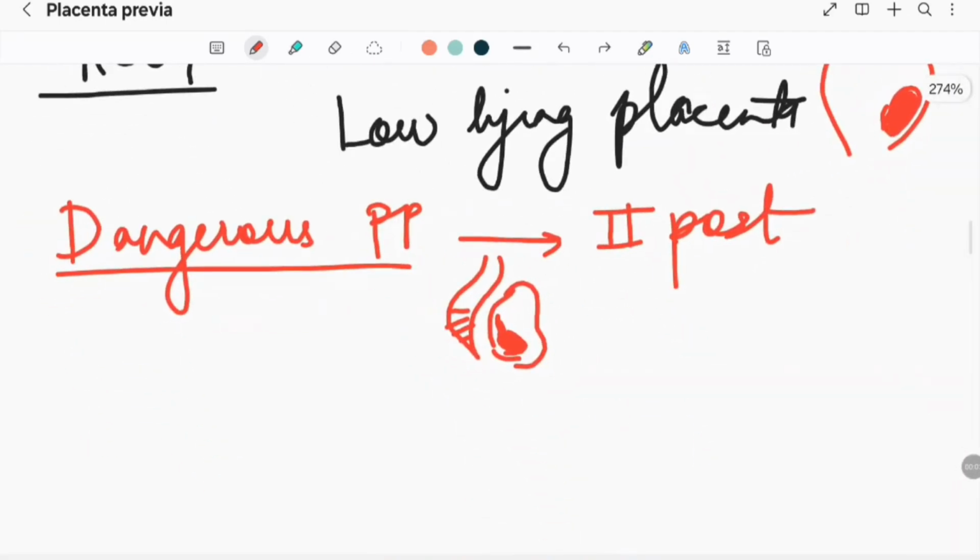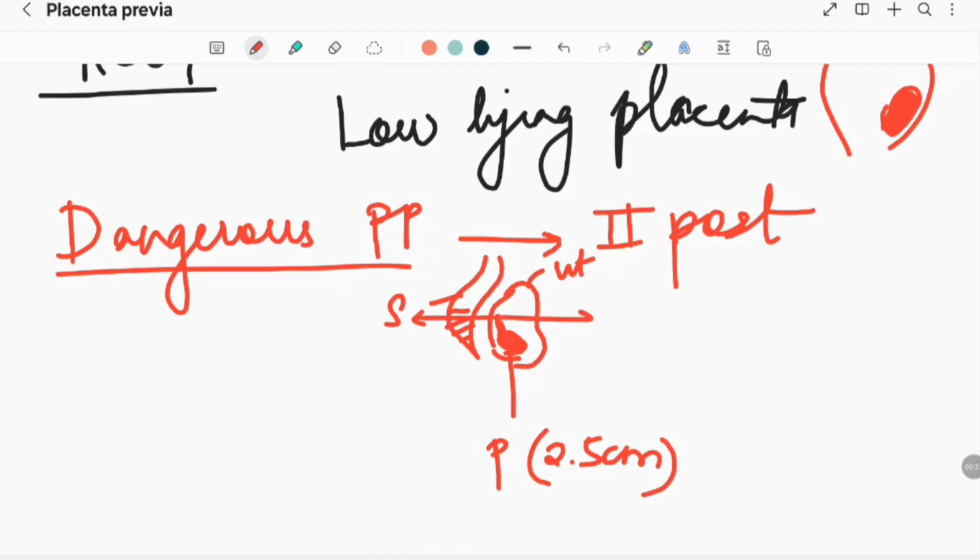There is also another type called the dangerous placenta previa. It is type 2 posterior placenta previa. So this is the sacrum, this is the uterus, and this is the placenta. Because of the curved birth canal, the major thickness of the placenta, about 2.5 centimeters, overlies the sacral promontory, thereby diminishing the anteroposterior diameter of the inlet and preventing engagement of the presenting part, and this also hinders the effective compression of the separated placenta.